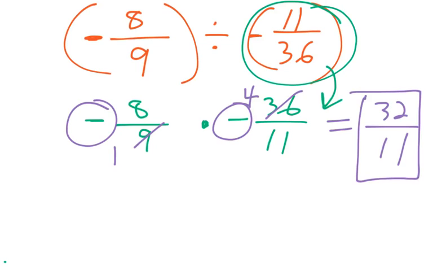Now, if you wanted to, you could make that a mixed number. But a lot of times in algebra, we leave answers as fractions in lowest terms because you can do a lot more operations with fractions. Okay? You might have heard the term improper fraction for that, but we just call them fractions in algebra because, again, we can do more operations. So that's our final answer, 32 over 11.